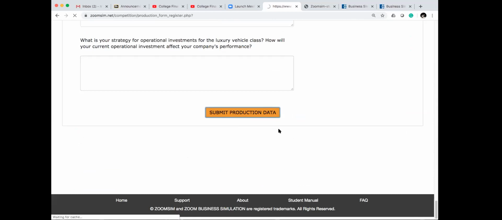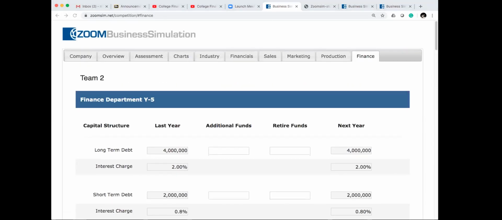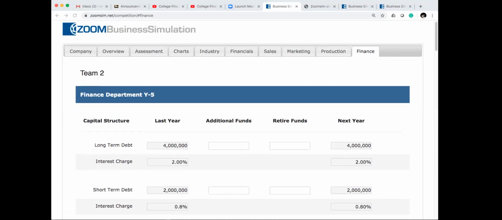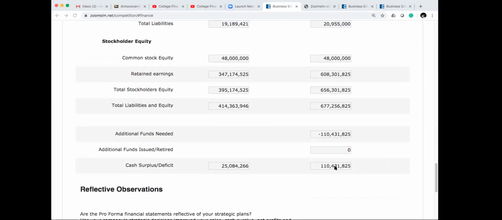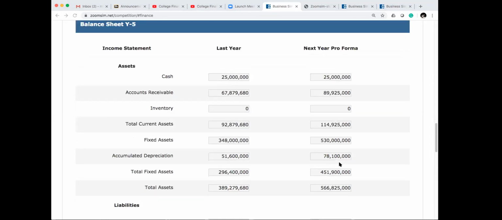Okay. So moving into the last position here is the finance page. Let's see. Let's go to the very bottom. Okay, I have a nice surplus. Most of that's because I didn't spend my marketing yet.